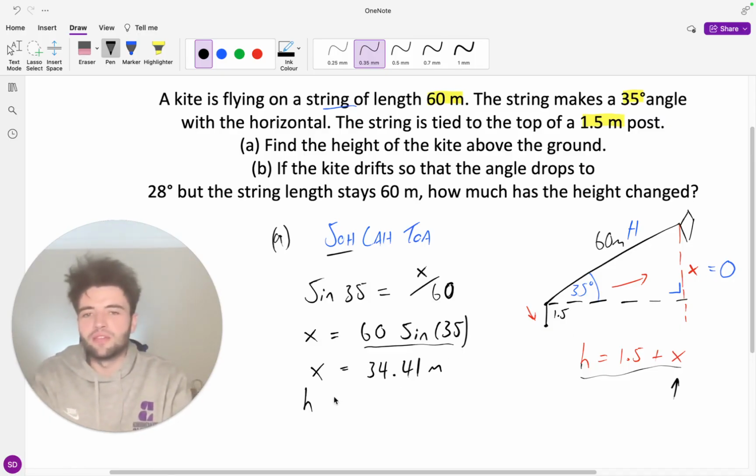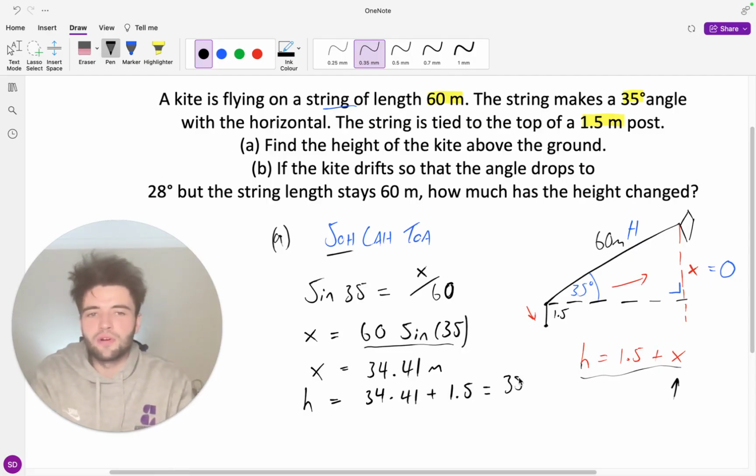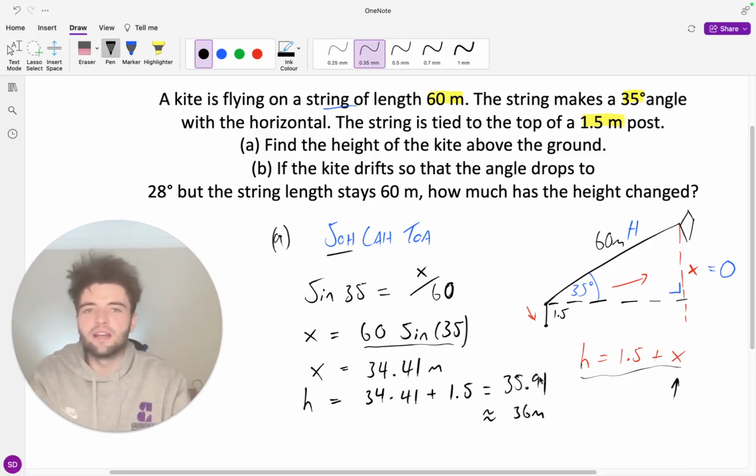And then, as we said, to find the actual final answer for h, we can simply add 1.5 to this value, and that is going to give us a value of 35.91. And so the nearest meter is going to be 36 meters. So that's the height of our kite above the ground. So that's going to be basically it for part A.